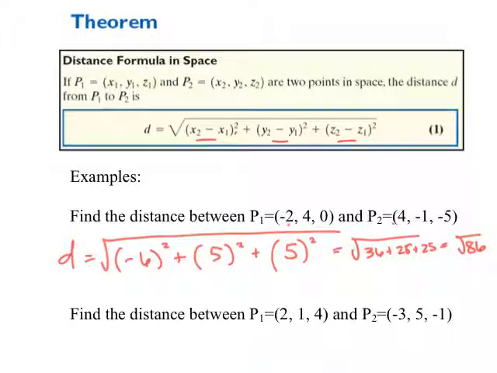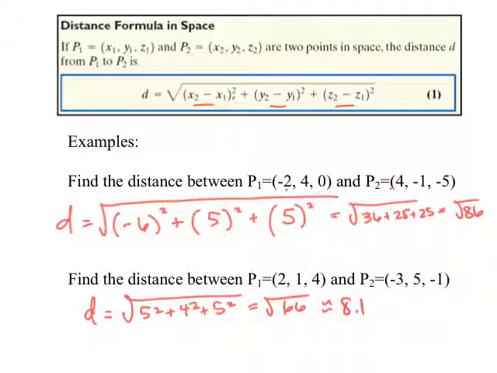Okay, go ahead and pause it here and try to do the second one on your own. And here's your answer. The square root of 66, or approximately 8.1. Please note, this represents the distance between 2 points in space.